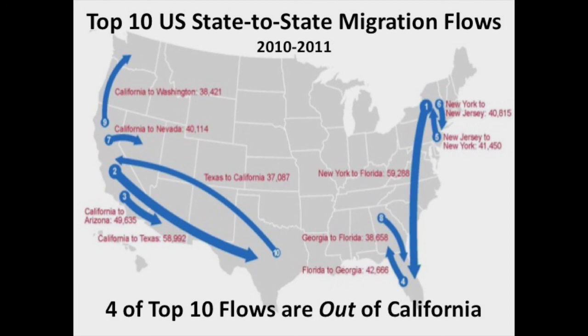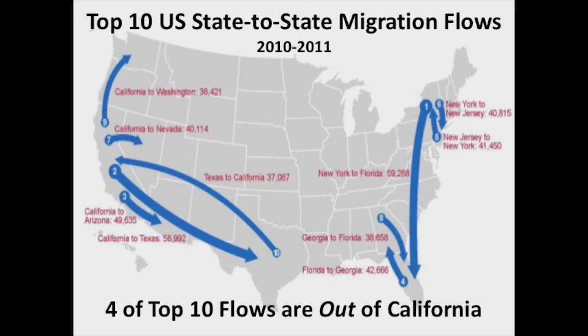If you look at the top 10 U.S. state-to-state migrations, four of the top 10 migrations are out of the state of California. Number one is from New York to Florida as baby boomers are retiring. Number two is from California to Texas and so forth. And in fact, four of them are out of California, as you can see here.